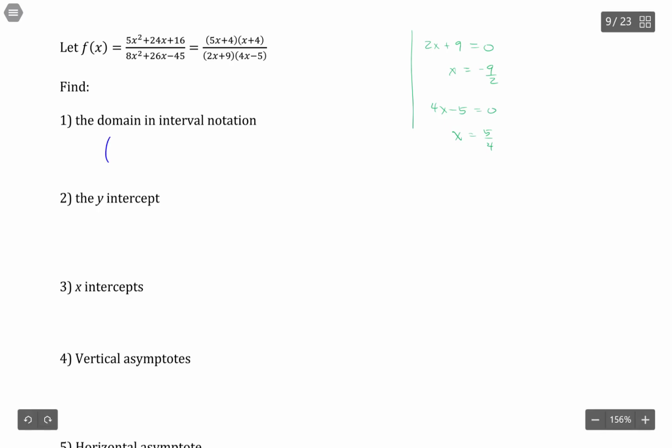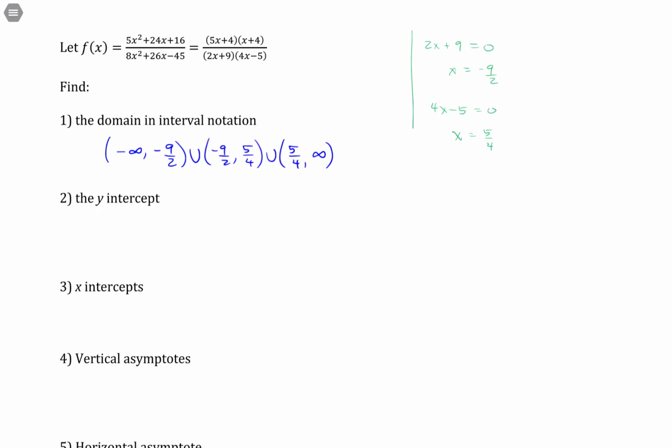So the domain in interval notation will be all the values from negative infinity to negative 9 halves, and then from negative 9 halves up to 5 fourths, and finally from 5 fourths to positive infinity. So on a number line, it's essentially giving us all the values from negative infinity to positive infinity, but I have open circles at these two particular values.